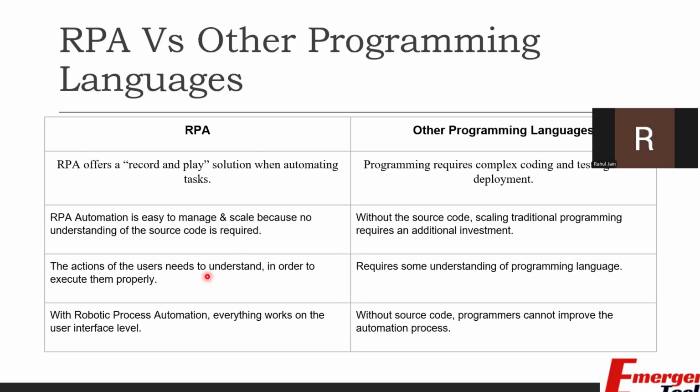And so in RPA, we need to understand and train the bot. We have to code it once, and if we put it in production, it runs on its own and does that repetitive task without fail. Even if you want to make any changes in the code, we can easily do it and redeploy. But that is difficult in other programming languages.